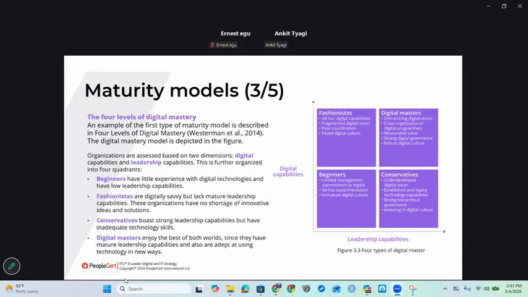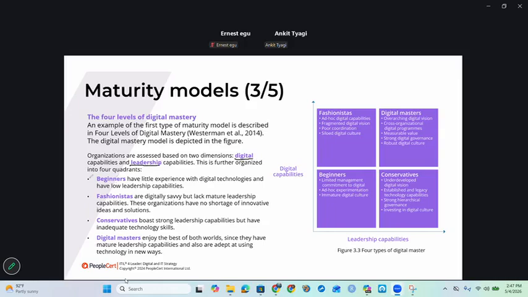For maturity models, they said there are 4 levels of digital mastery. An example of the first type of maturity model is described in the 4 levels of digital mastery. The digital mastery model is defined here in the picture. Now, organizations are assessed based on 2 dimensions here. One is the digital capabilities, and second is the leadership capabilities. And then there are 4 quadrants.